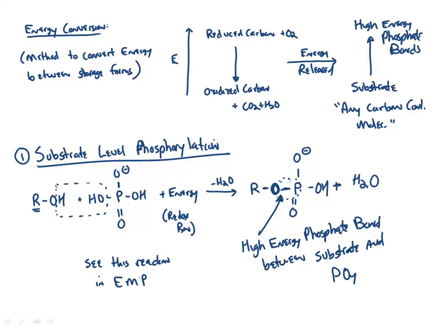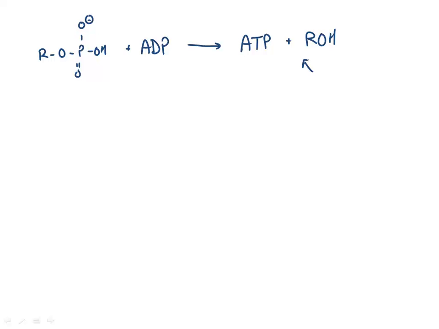And so then what happens in the next step is we can take that R-O-PO3 with the high energy bond, plus an ADP, and we can get an ATP plus our R-OH. And so notice that our substrate can be reused. Or maybe you want to say recycled.